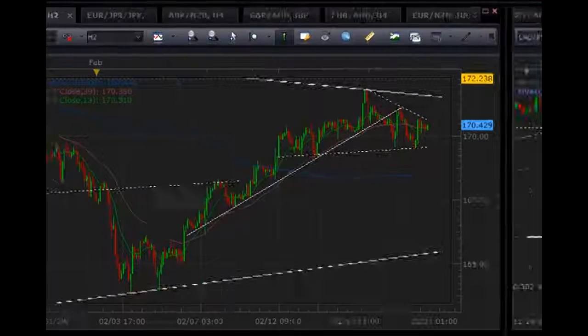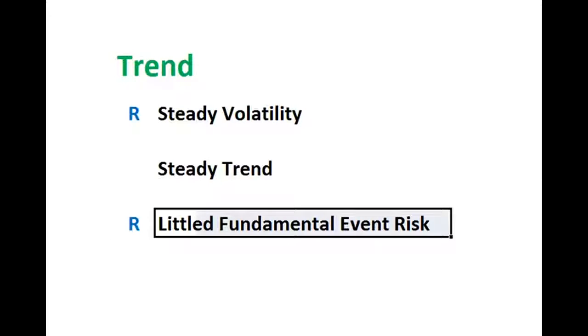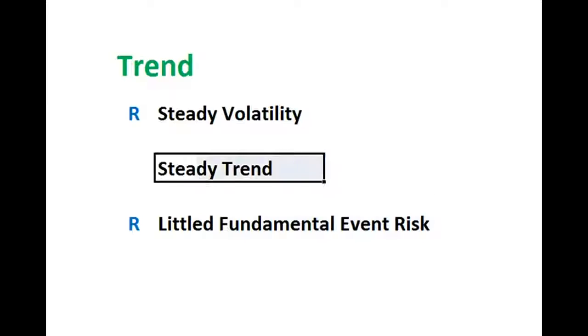And the third type, of course, we cover the range and breakout. We also have the trend. The trend can be compared to the range. You can see that we have two similarities between this, the steady volatility and limited fundamental event risk, although the event risk isn't necessarily as important to trend. But you must have a steady trend.